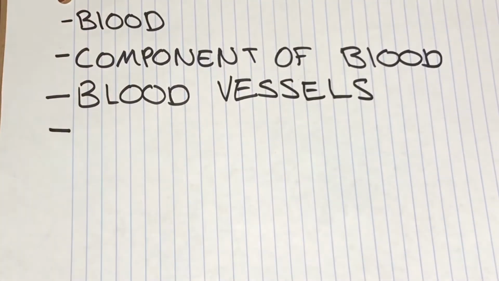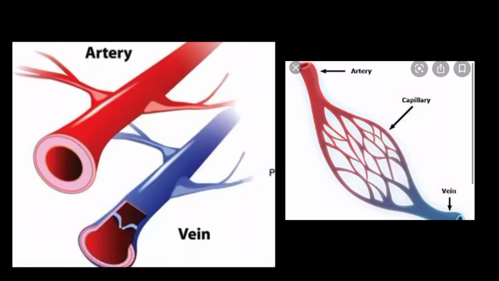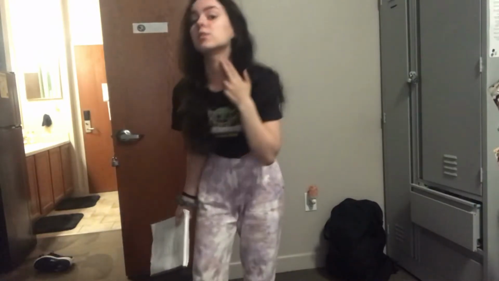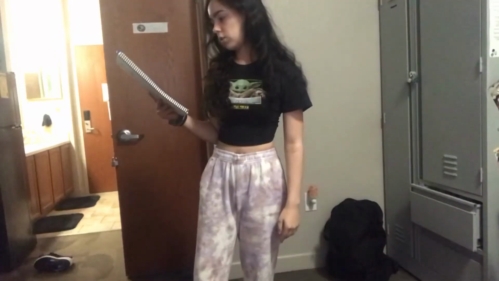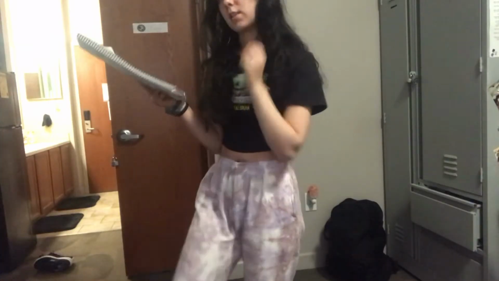Now we're going to go over the blood vessels, and this includes the arteries, the veins, and the capillaries. The first one we're going to go over is the arteries, and this is any blood vessel carrying blood away from the heart. So you have your carotid, which is on your neck. You have your brachial artery, which is right here. Your radial is right here. Femoral is right here. Popliteal is behind your knee. Posterior tibial is on your lower leg, and the dorsalis pedis is right here.